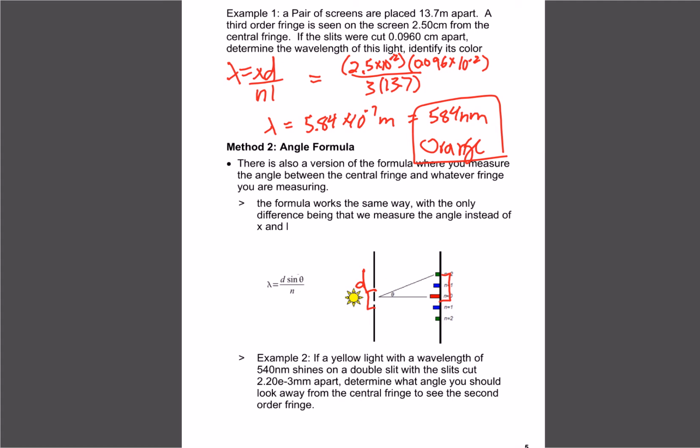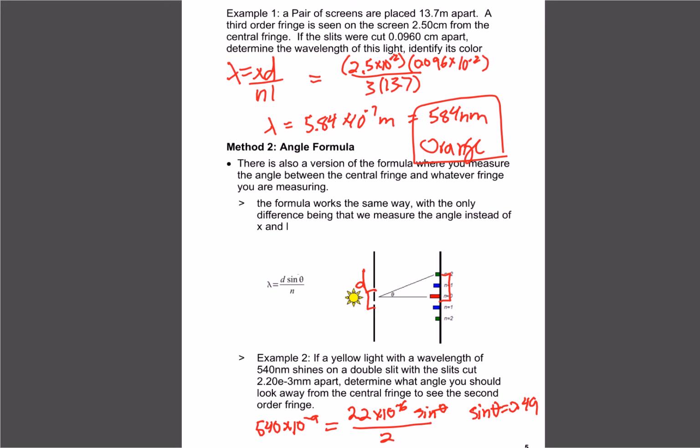For this case, it says yellow light has 540 nanometers, so that'd be 540 times 10 to the negative 9. And it says we have double slits, 2.2 times 10 to the negative 3 millimeters, so that'll actually be 2.2 times 10 to the negative 6 if we change it to meters. It's looking for the angle, so that'd be sine theta. We want it from the central fringe to the second fringe, so divide by 2. We do that calculation and get sine theta equals 0.49. If we do the inverse sine of that answer, we should get about 30 degrees.